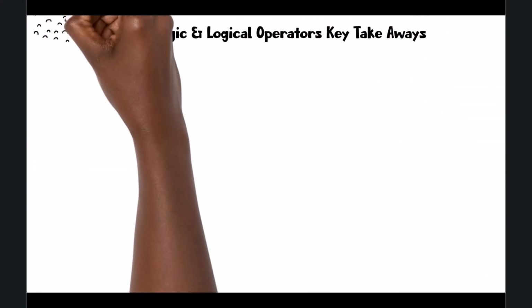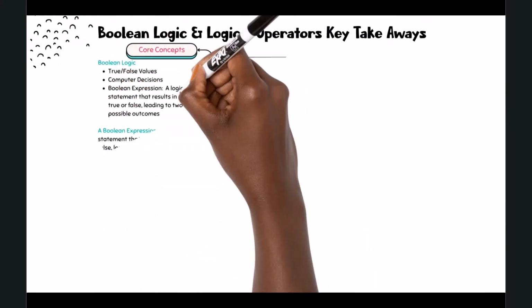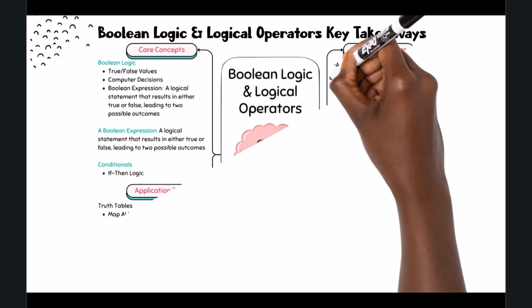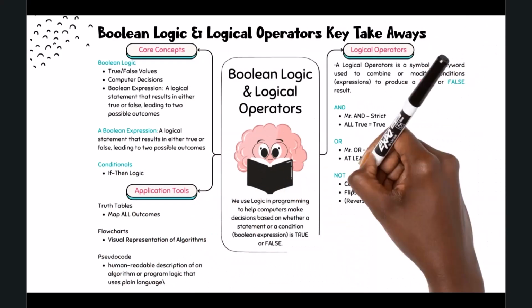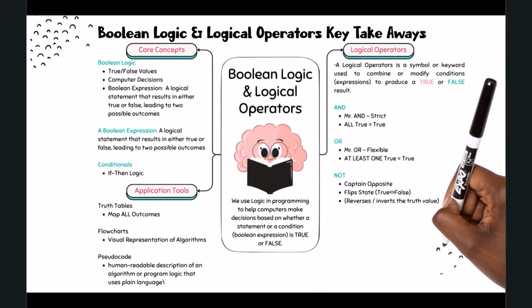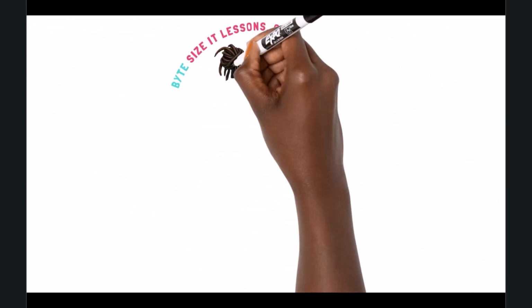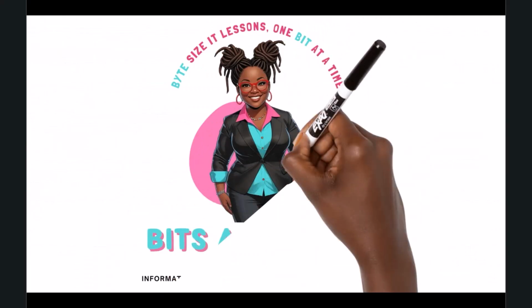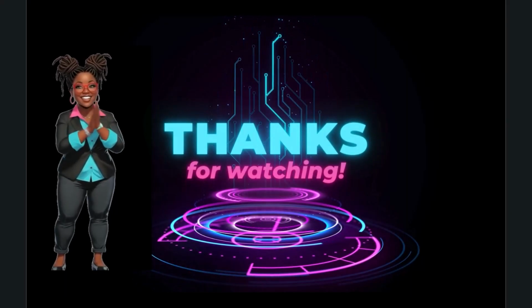Okay, so quick recap to sum up the session. We've journeyed through Boolean logic, Trini style today. You've learned how AND, OR, and NOT are the core logical operators guiding all computer decisions, from truth tables to flowcharts and pseudocode. Understanding these operators is absolutely fundamental for all your IT, problem solving, and programming journey.